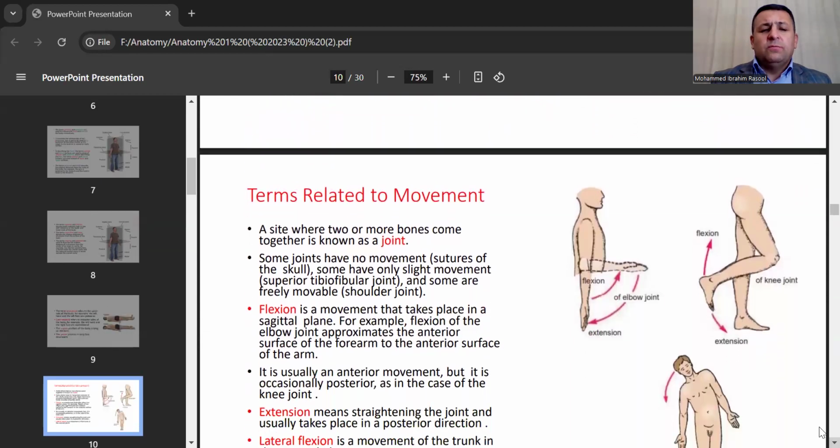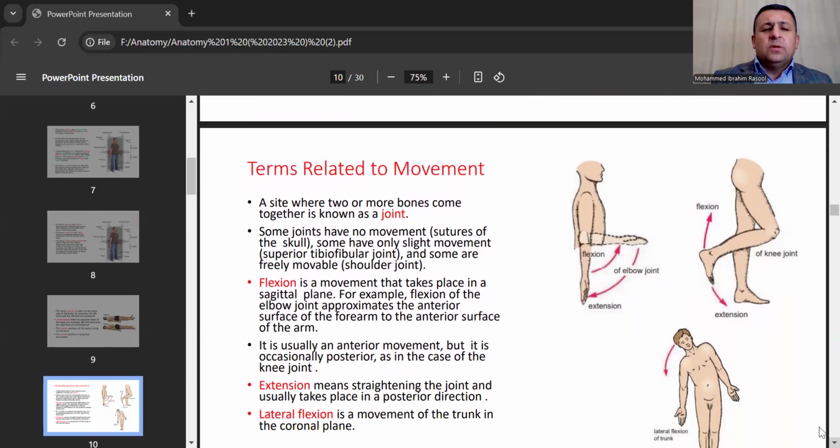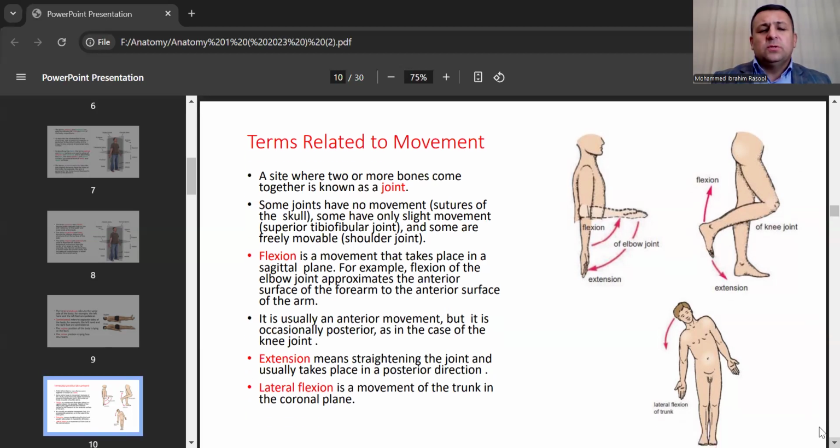Terms related to movement. A site where two or more bones come together is known as a joint. Some joints have no movement, for example the skull, and some have only slight movement, like the superior tibiofibular joint, and some are freely movable, like the shoulder joint.